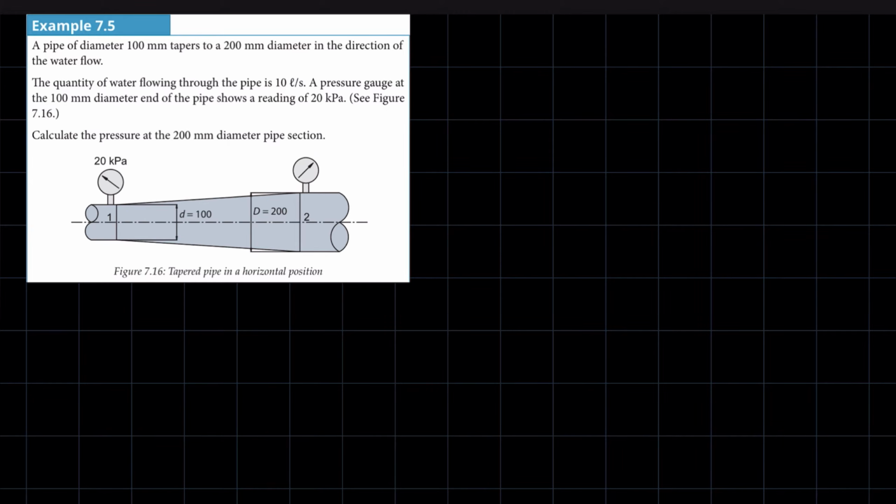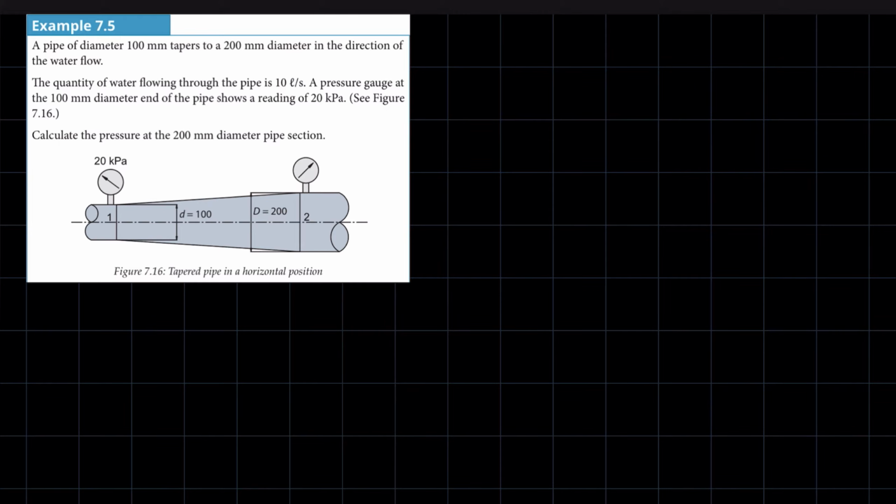So first we're going to look at applying Bernoulli's theorem for horizontal tapered pipes. And then in the playlist for hydraulic systems, we are going to tap into the other units as well, the ones I've just mentioned.